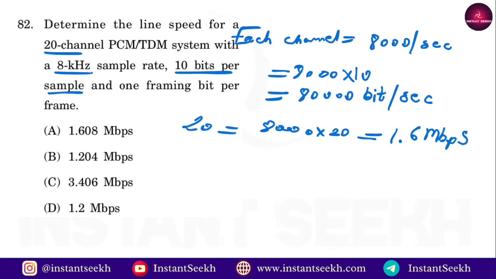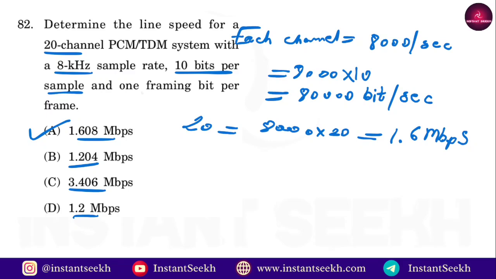What options do we have? We have 1.608, 1.204, 3.406 and 1.2 Mbps. From here you can straight away mark option A as the right answer because no other option is nearby. But one more step is there.